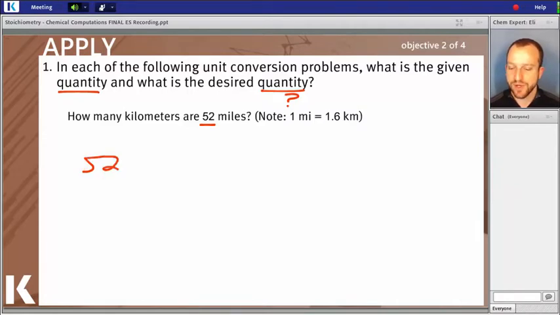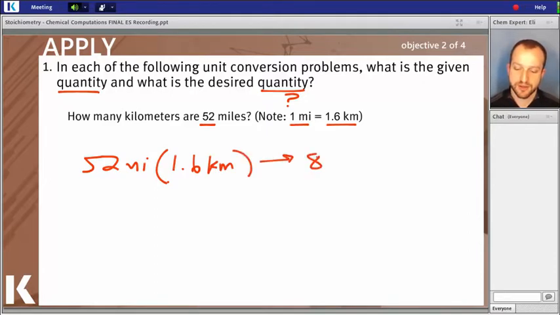And we know that 1 mile gives us 1.6 kilometers. So that's what we're going to use to convert. For every one of these 52 miles, we need to have 1.6 kilometers come back out. So I could multiply this essentially by 1.6 kilometers to get 83.2 kilometers out. Now the thing is, what we're really doing here is applying a conversion factor in one step.